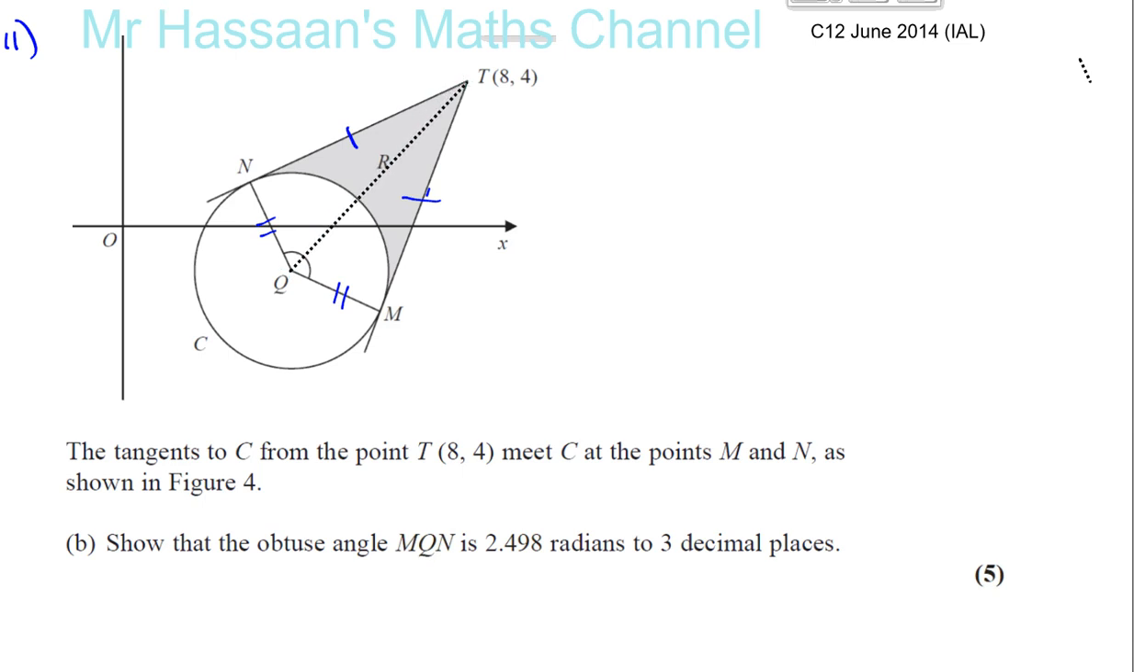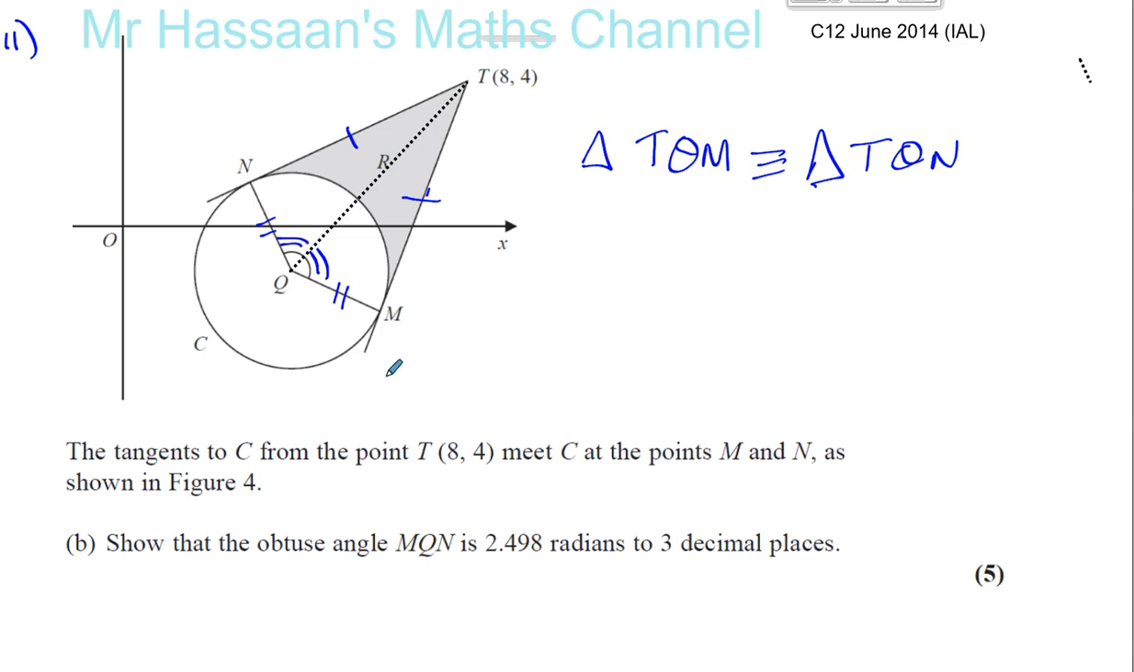that's of course a common length in both these two triangles. So what we can deduce from this is that the triangle TQM is congruent to the triangle TQN. They're exactly the same. So that means that this angle is the same as this angle. So if I find one of those angles and I double it, I've got the angle that I need.